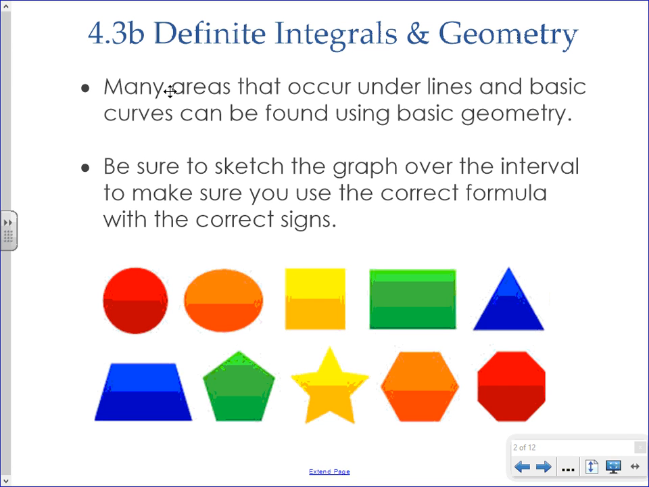So let me tell you this. On your quiz, you will have one Riemann sum problem. On your test, you will have one Riemann sum problem. However, is it an efficient way of finding area under the curve? No. So now we are going to use some geometry to find exact area under the curve.